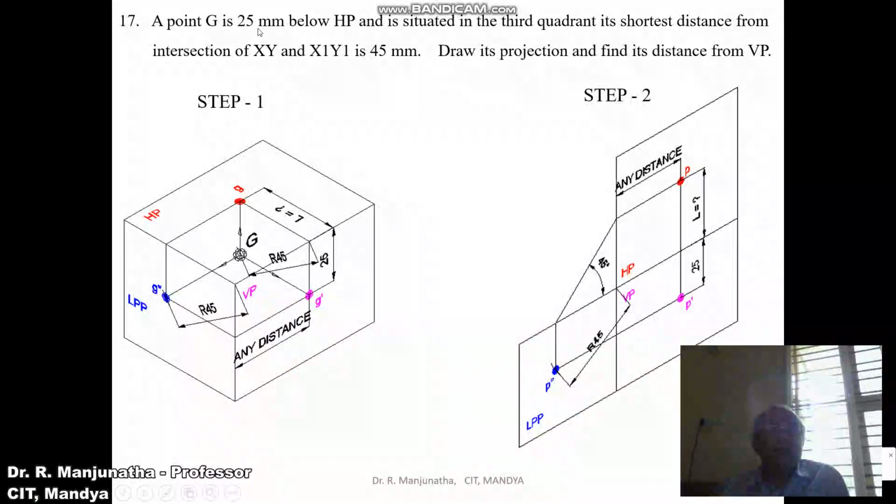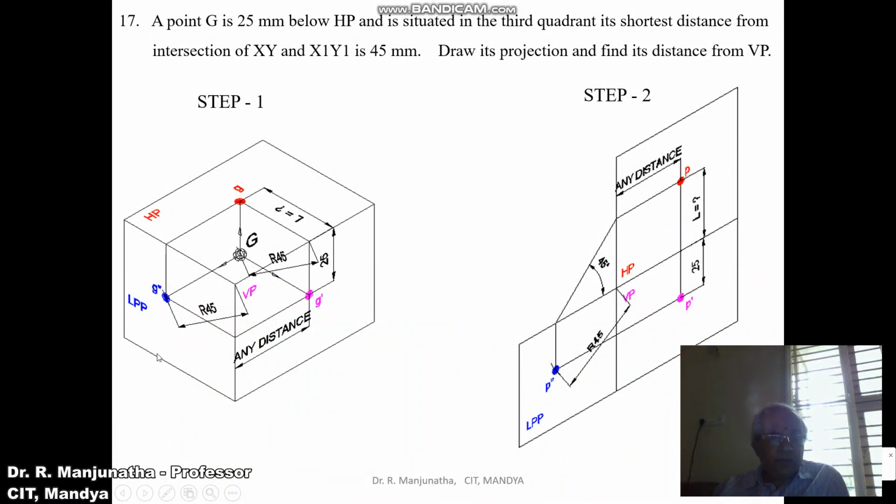He says point G is 25 mm below HP. So this is the point G, which is 25 mm below HP and is situated in the third quadrant. Obviously it should be behind VP. The distance from the intersection of x1y1 line is 45 mm, so we have to look from behind LPP, that is, from the left side view.